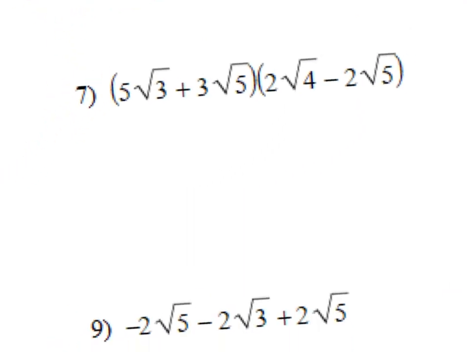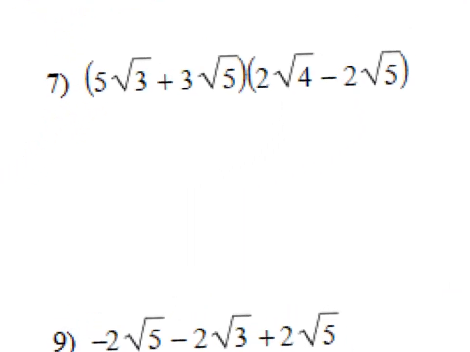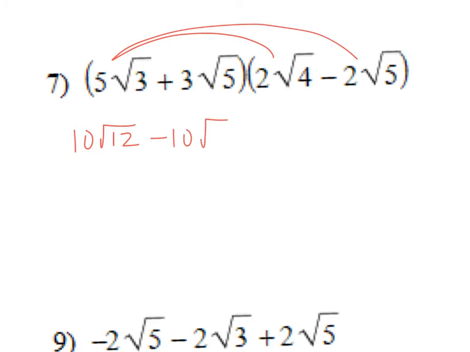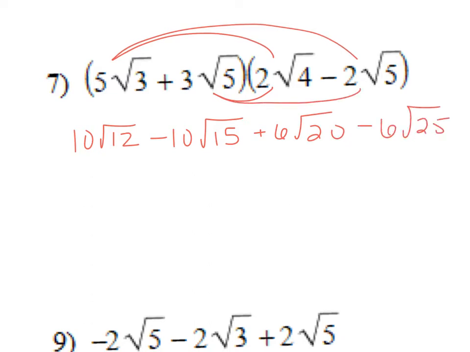All right, so number 7, we're going to go ahead and distribute here. So I'm going to get 10 root 12 minus 10 root 15 plus 6 root 20 minus 6 root 25.